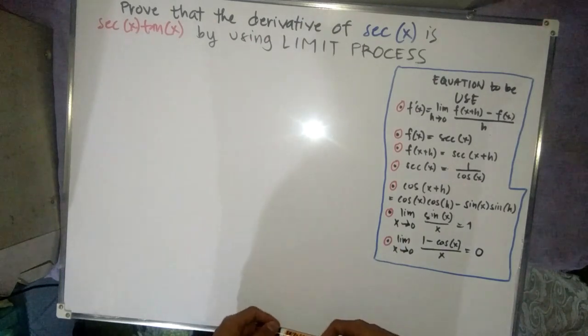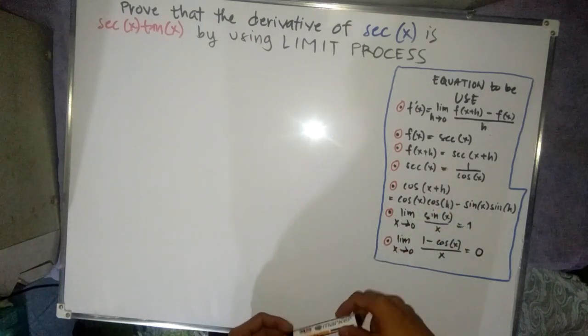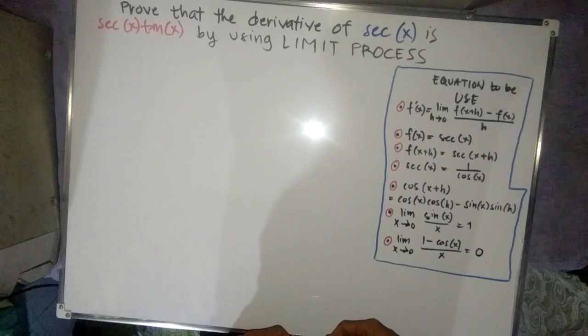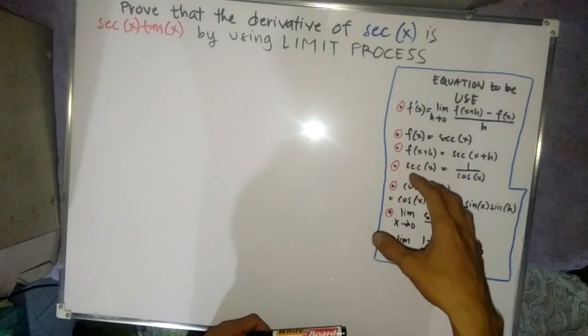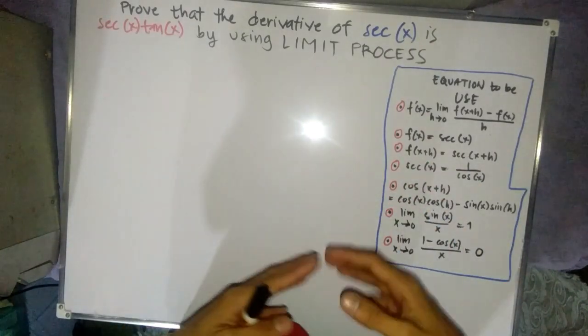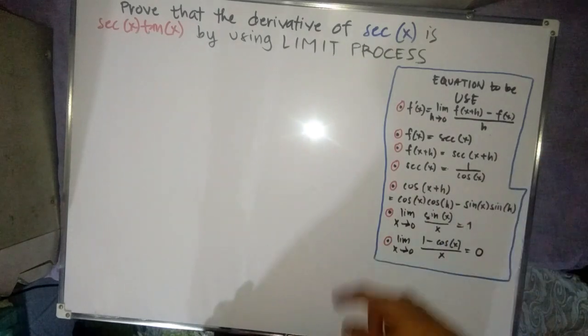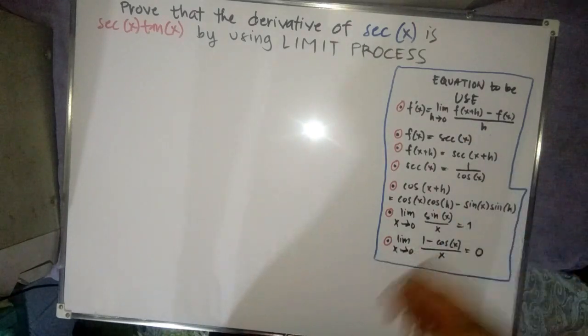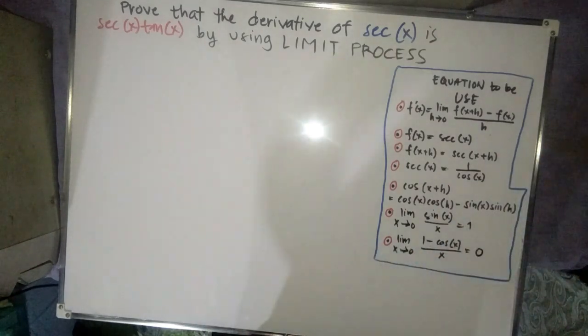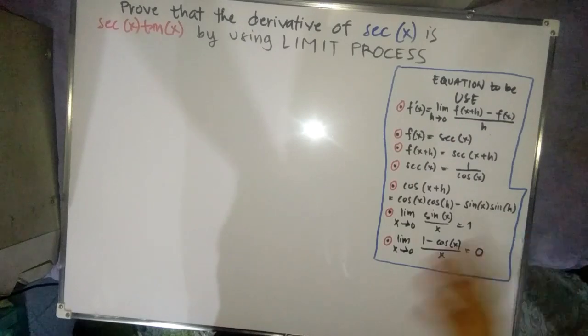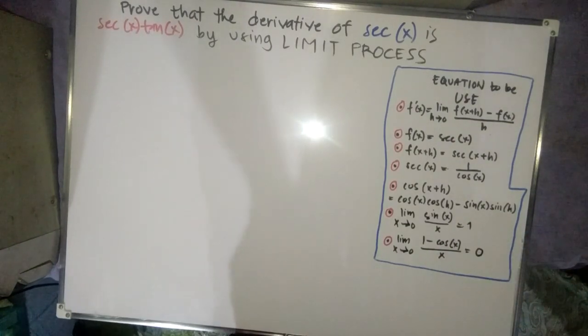So now, this secant x is equal to 1 over cosine x. This one is cosine of x plus h. Siya po yung tinatawag na sum and difference of two angles ng trigonometric function ni cosine. So, ang equal niya is cosine x times cosine h subtracted to sine x multiplied to sine h.